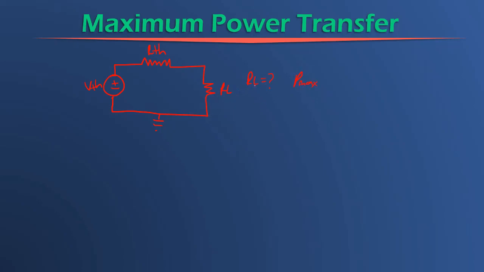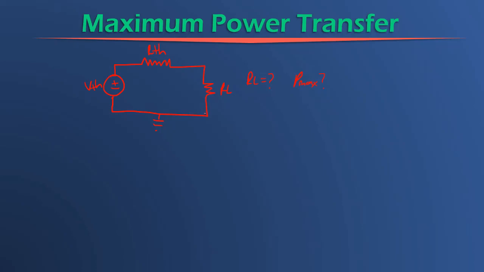We knew that the load resistor must be an infinite value for maximum voltage. We knew that the load resistor must be a short circuit, in other words 0 ohms, for maximum current. But what about maximum power?